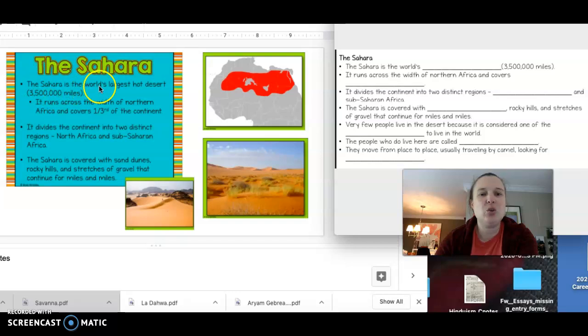So the Sahara is the world's largest hot desert. So it's the world's largest hot desert. It runs across the width of northern Africa and it covers 1/3 of the continent.